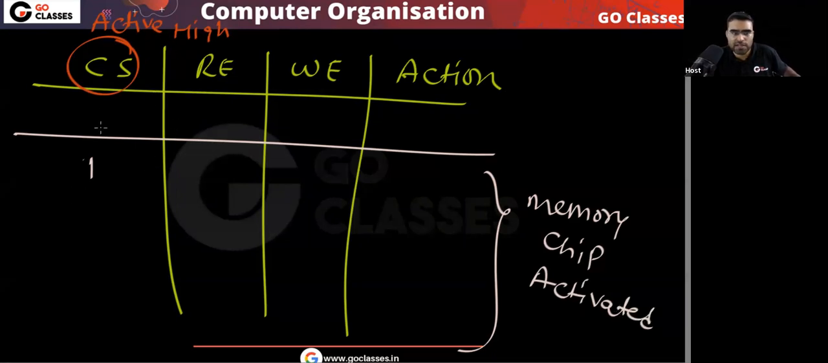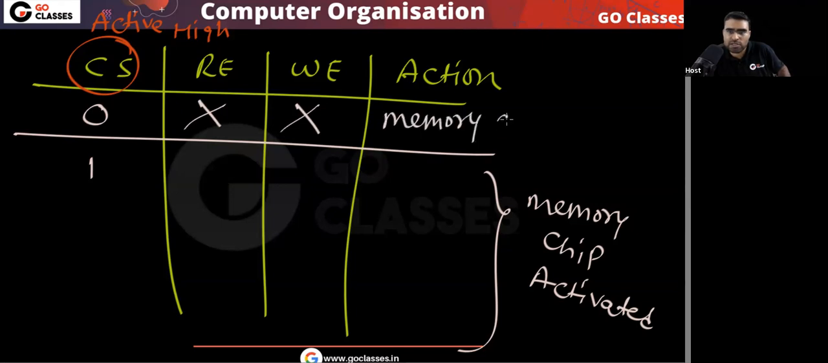Clear? Very simple. When it is 0, then whatever signal you apply here, this memory chip is idle, inactive. And when it is 1, then normal functionality will happen.